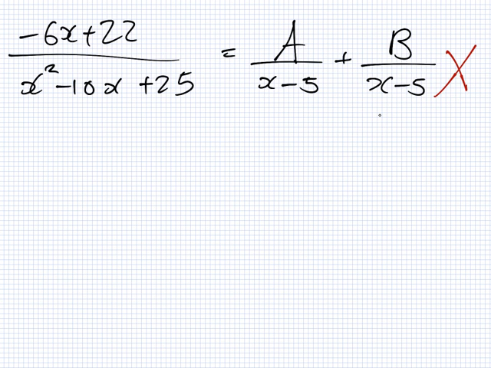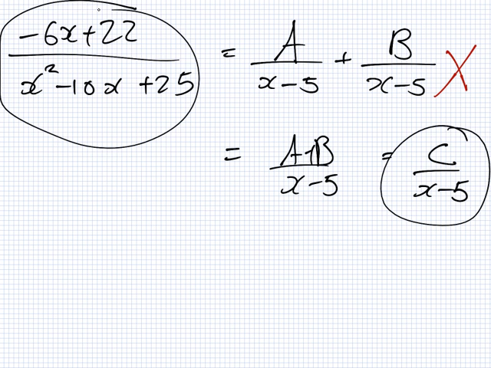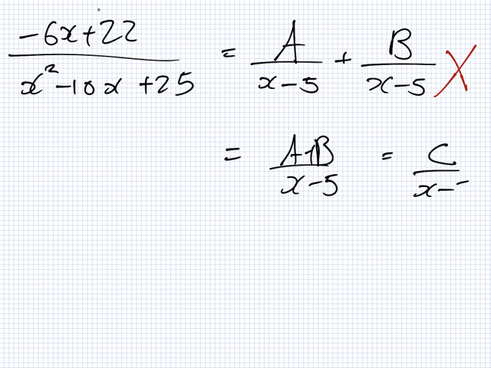They're the same denominator, so we can just add them up. a plus b over x minus 5. And a plus b is just the same as like a c. And there's no way on earth that this could ever be this. They're two different. So it's squared. No? Possibly. Let's see.